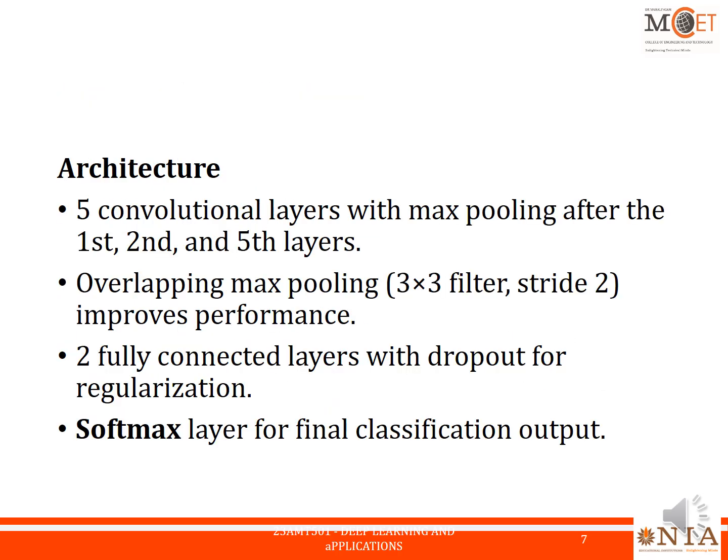There are 5 convolution layers with max pooling after the first, second, and fifth layers, using overlapping max pooling. That means a 3 cross 3 filter with stride 2 is used to improve the performance of the particular feature. There are 2 fully connected layers with dropout as a regularization technique, and a softmax layer for the final classification output, which means we use the softmax activation function for the final classification output for the particular image.